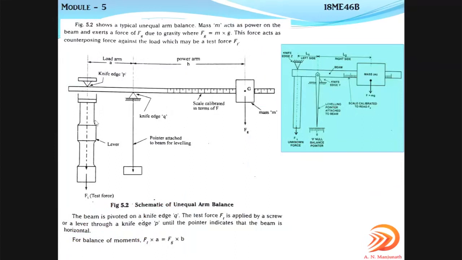See, this is what the image shows. This is the fulcrum, the knife edge. So this will be the mass, which can be movable. You might have observed that, right? This will be the scale. This will be the mass, which can be moved in order to get the balancing of this particular lever. The heavier the weight on this side, the more the distance for it to become balanced. So you are able to measure that. Okay. So this will be the load arm, this will be the power arm.